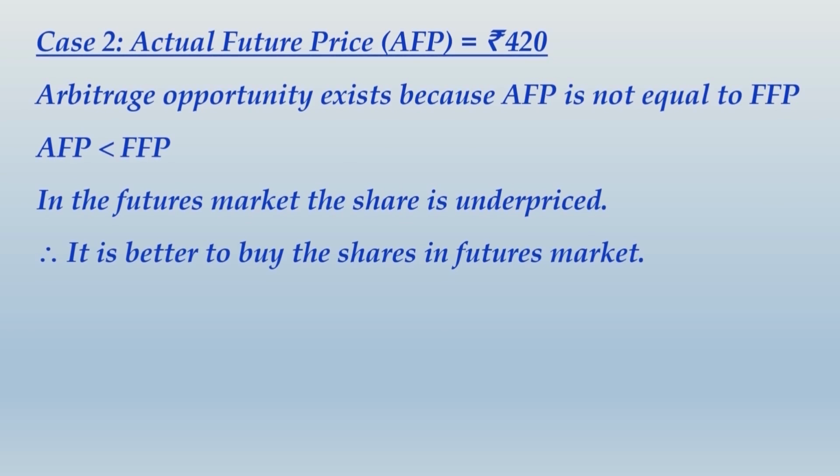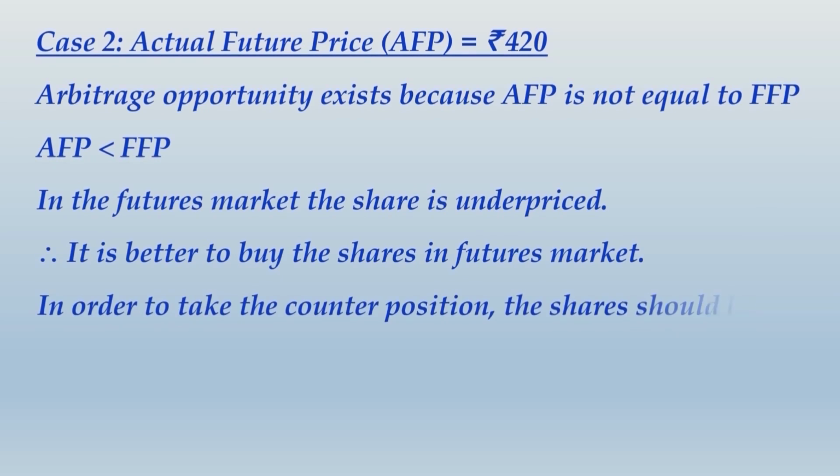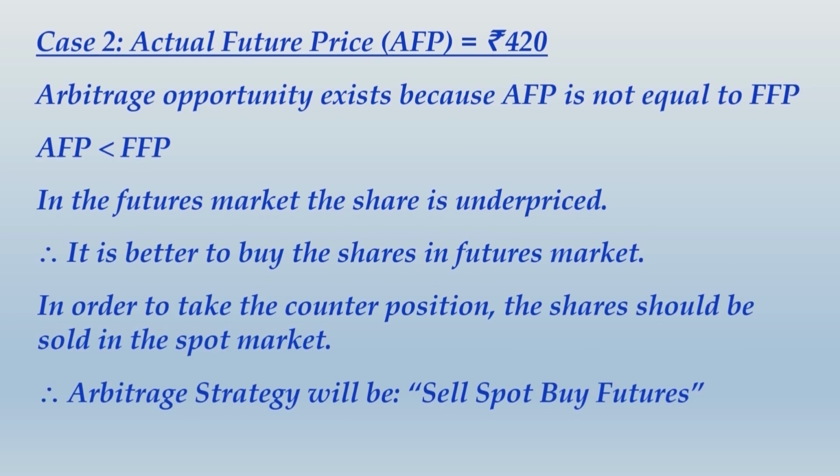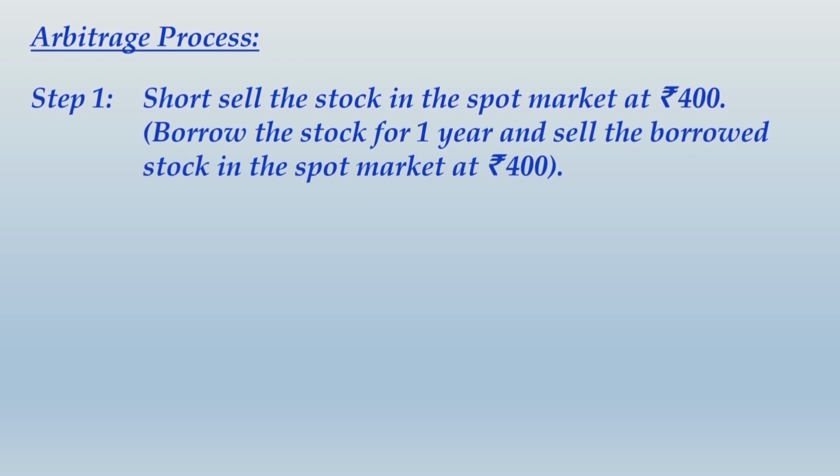Because you have agreed to buy the share in the futures market, in the spot market you have to take a counter position. To take that counter position, you should sell the shares in the spot market. So, arbitrage strategy will be sell spot and buy futures. So, we continue writing the solution ahead and we begin with the arbitrage process. The first step will be to short sell the stock in the spot market at rupees 400, which means borrowing the stock for 1 year and selling the same borrowed stock in the spot market at rupees 400. This is what we call short selling.